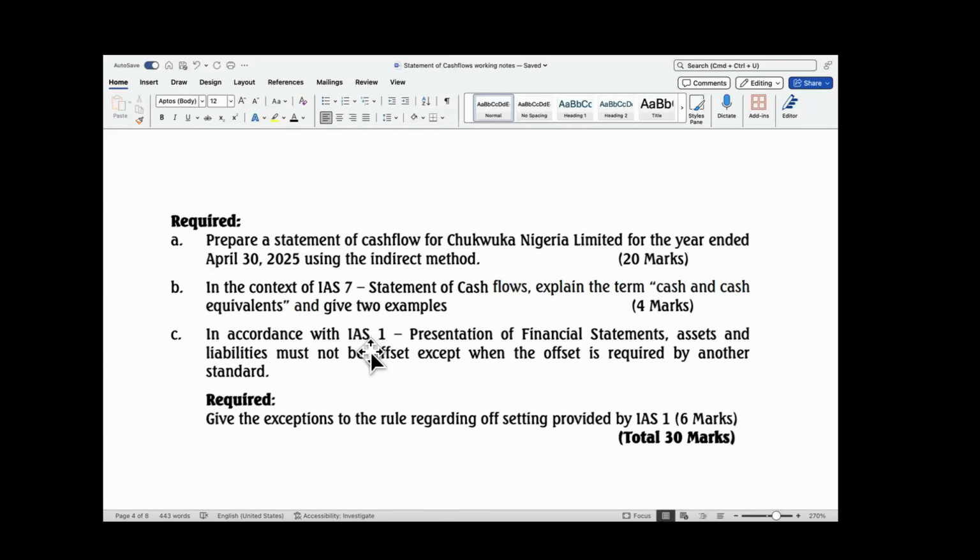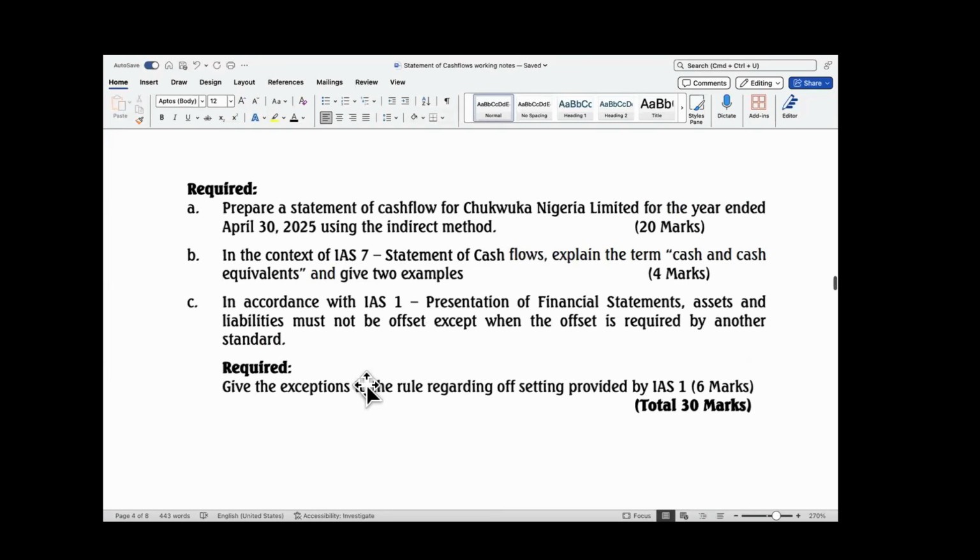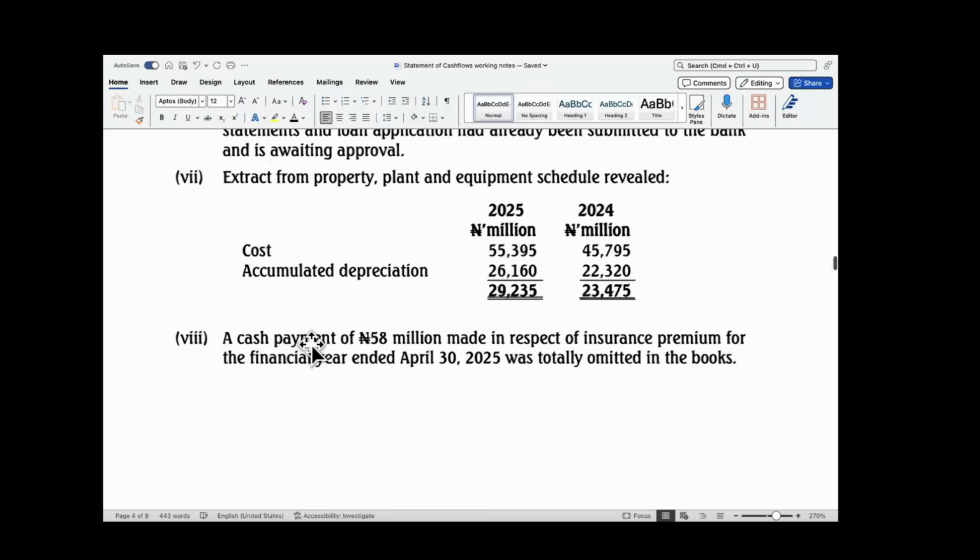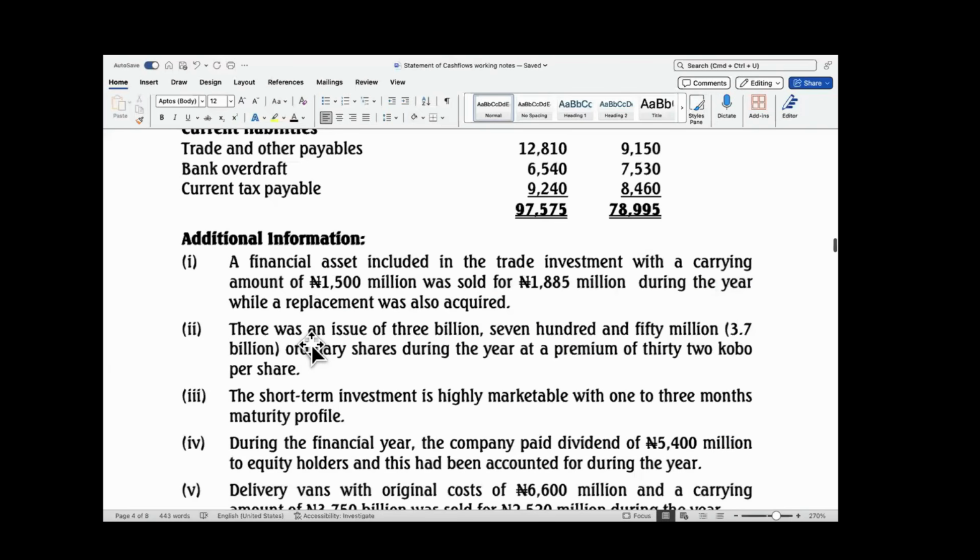And in accordance with IAS 1 presentation of financial statements, assets and liabilities must not be offset, except when offset is required by another standard. Give exceptions to this rule regarding offsetting provided by IAS 1. Okay. I haven't taught any of you guys IAS 1. Now, let's look at the additional information.